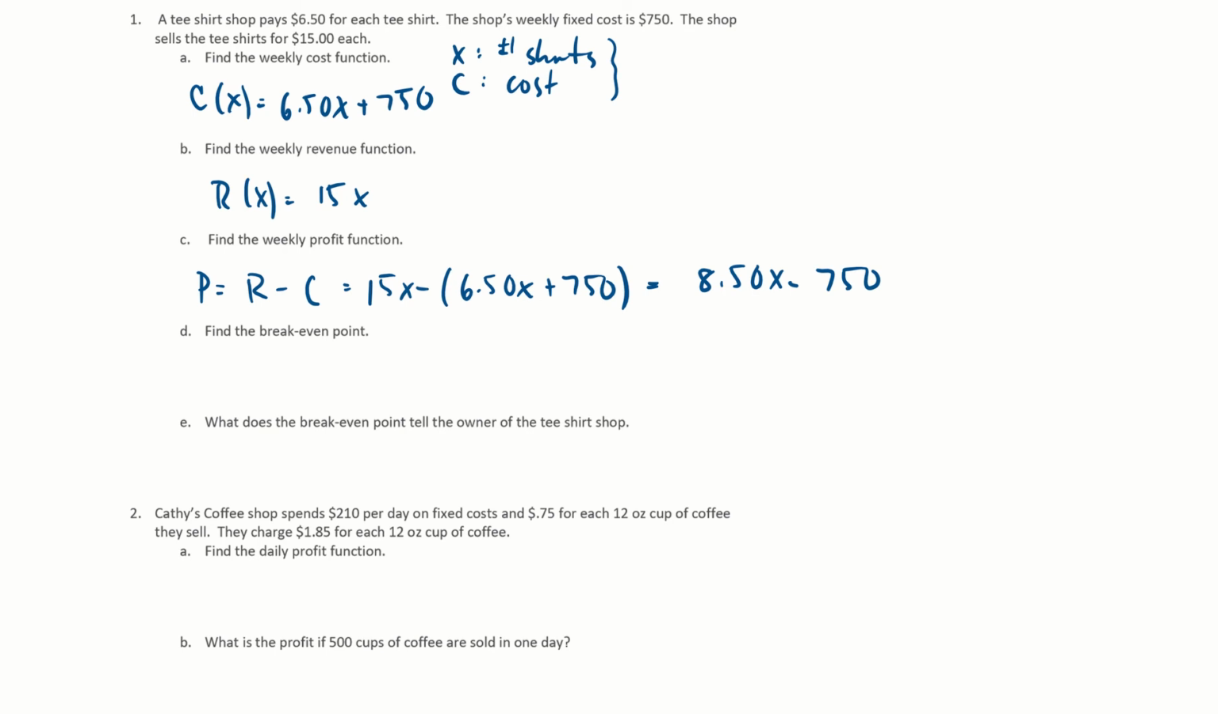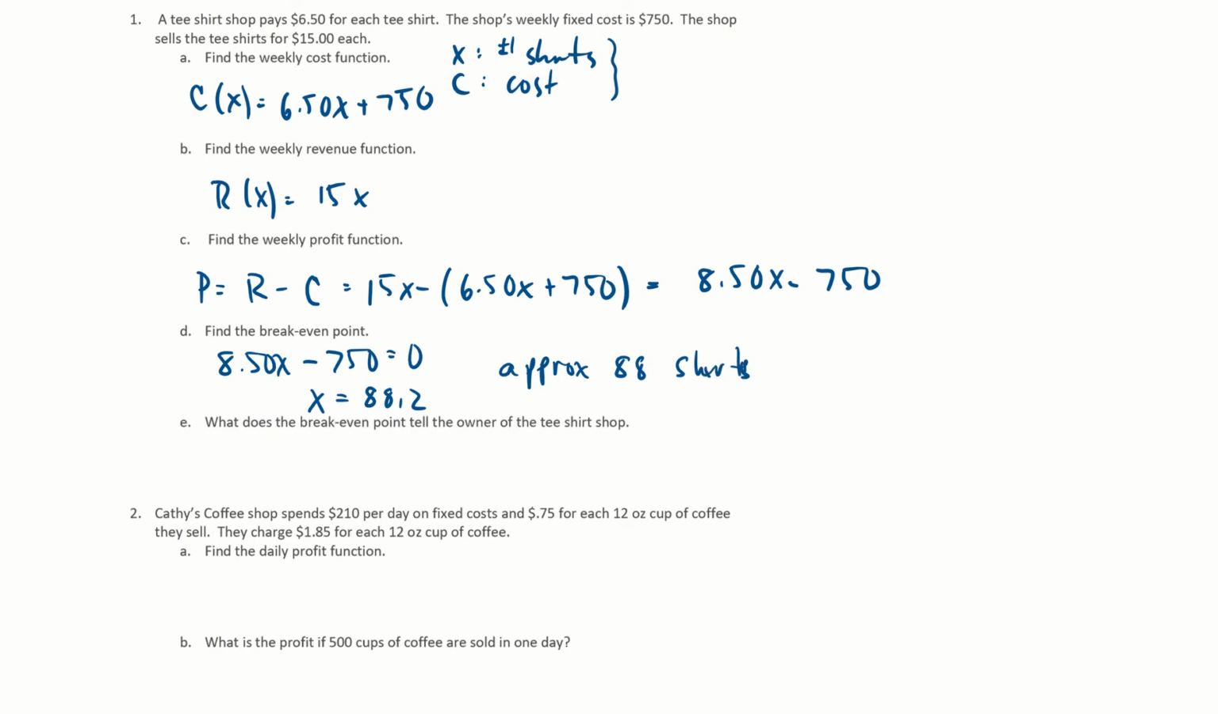Break-even point happens when your profit equals 0, right? When your revenue equals your costs. So I just went ahead and did it: 8.5X minus 750 equals 0. If you solve that, you get X is 88.2. So the break-even point is approximately 88 shirts.